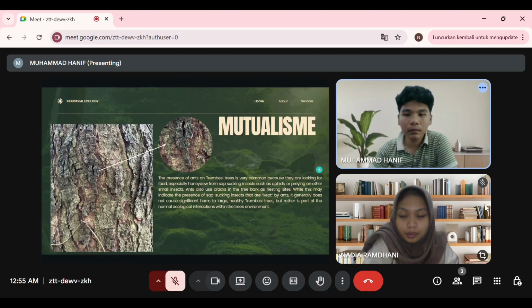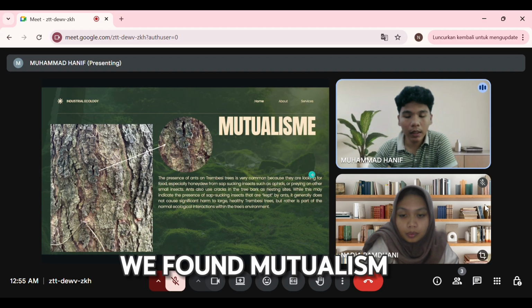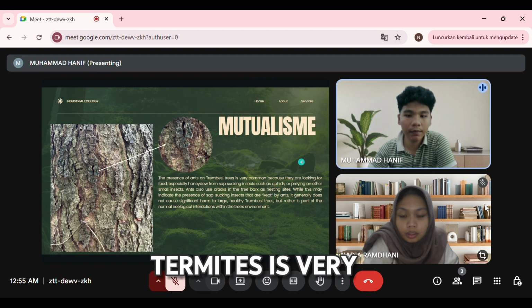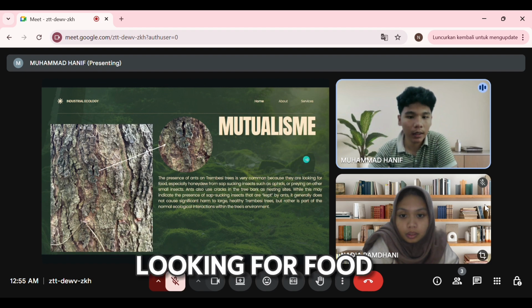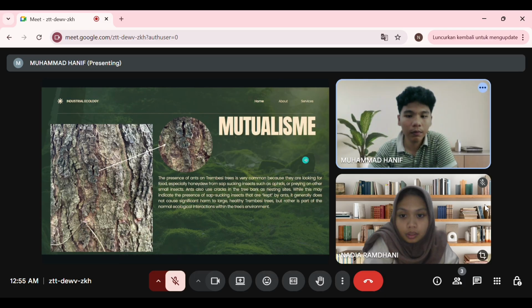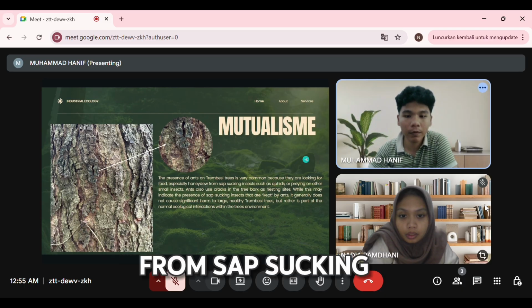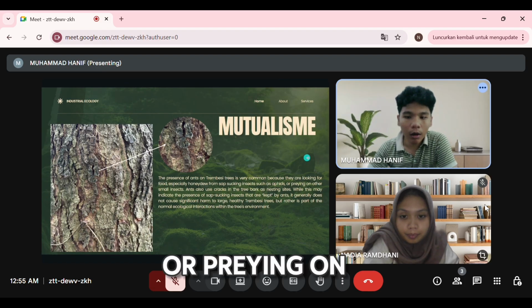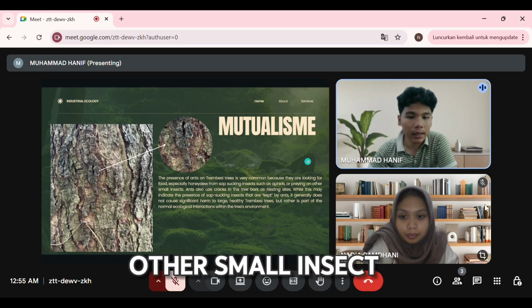Next slide. Okay, for this slide, we found mutualism, which is the presence of ants on Trembesi trees. It is very common because they are looking for food, especially honeydew, from sucking insects such as aphids, or preying on other small insects.